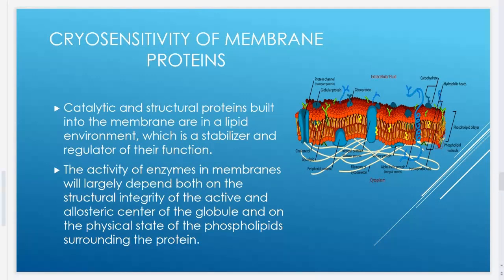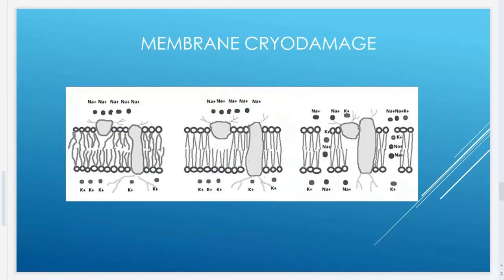Lipids closely adjacent to the protein form the so-called layer of annular lipids, which contain a large number of saturated fatty acids, and phase transitions of which from the liquid crystal state to the gel phase occur already at temperatures close to 0 degrees Celsius. Membrane cryodamage: phase transitions of lipids can lead to the formation of pores.